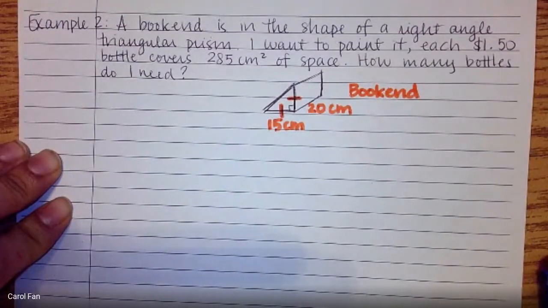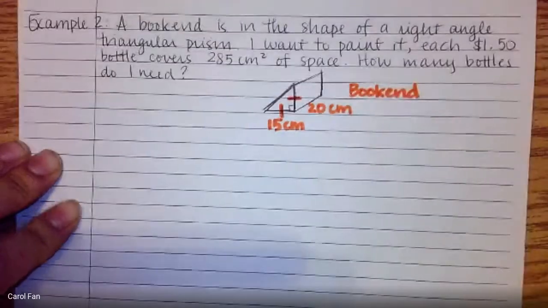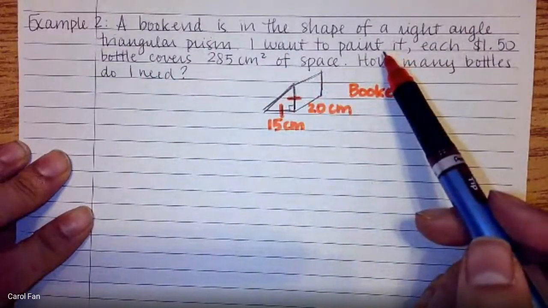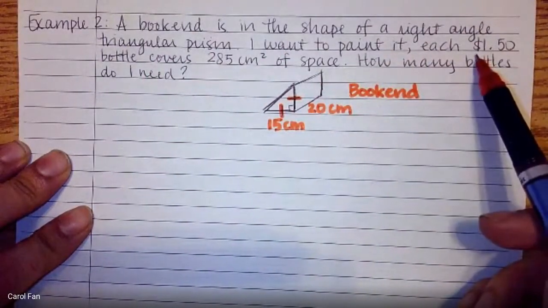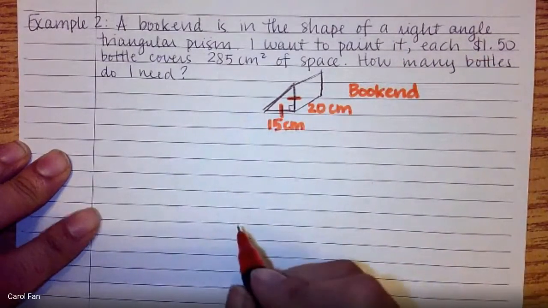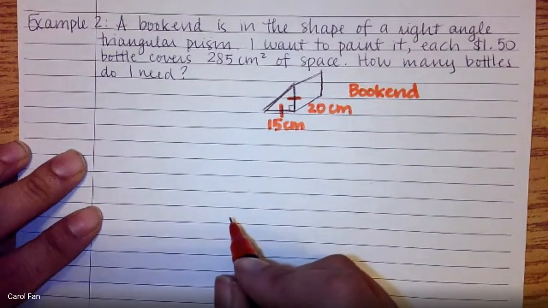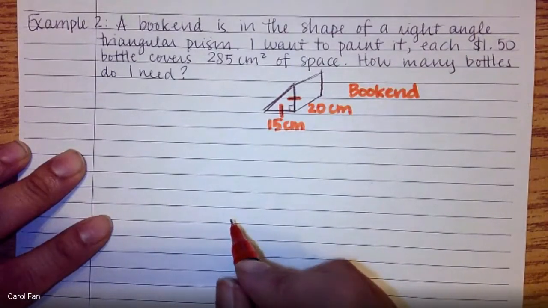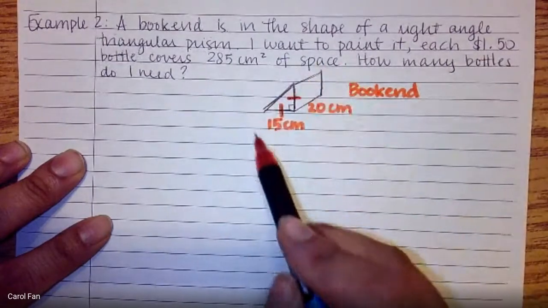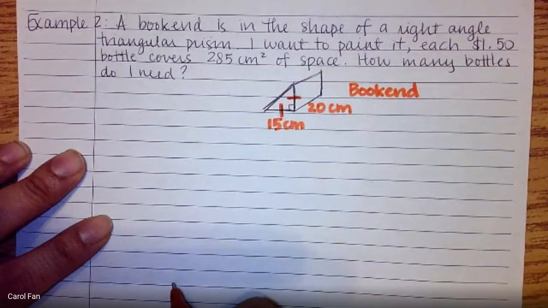Our next example is talking about a bookend. A bookend is in the shape of a right-angled triangular prism. I want to paint it, and each $1.50 bottle of paint will cover 250 centimeters squared of space. How many bottles of paint do I need, and how much will it cost? So here's the shape of my triangular prism.